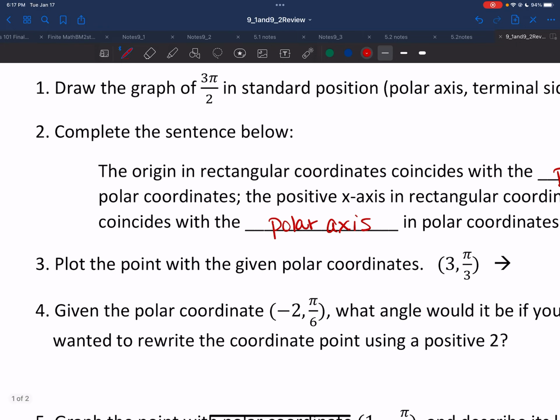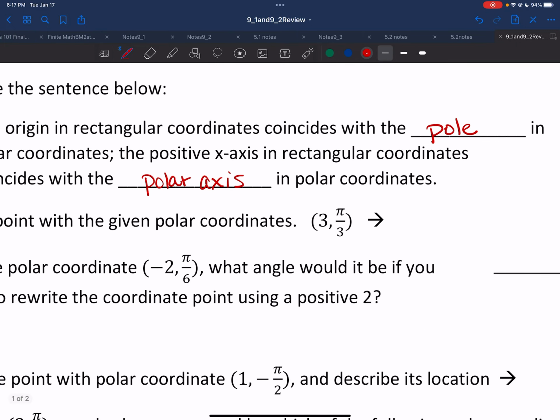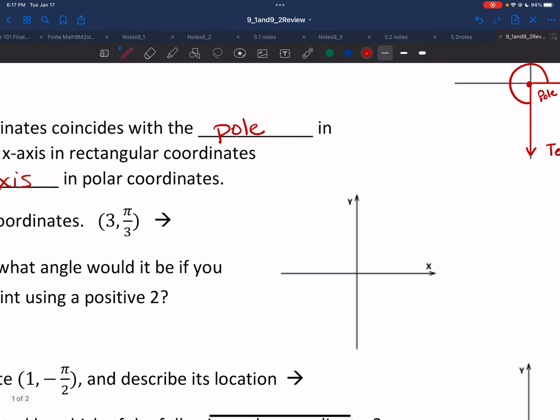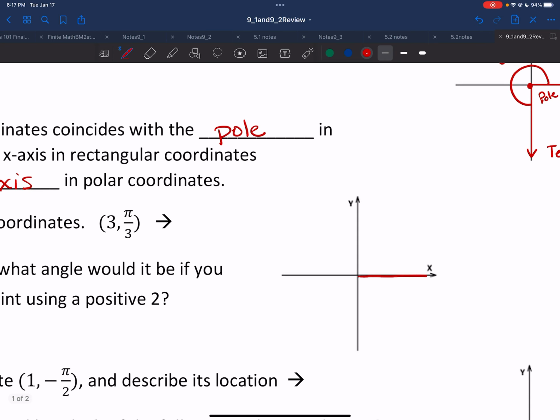All right, plot the point with the given polar coordinates (3, π/3). Okay, so I'm going to draw my polar axis. And then π/3 is 60 degrees. So I think that's about 60. And then I'm going to draw my number line and go up 3. And this would be (3, π/3). Just that simple. And here's our angle theta.